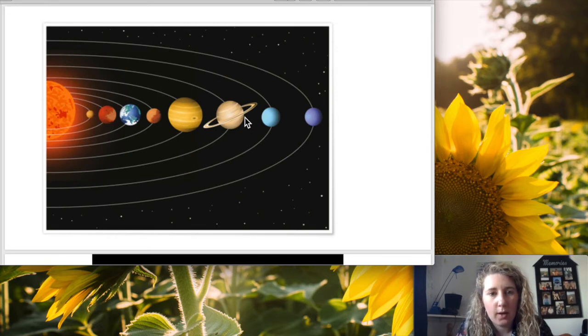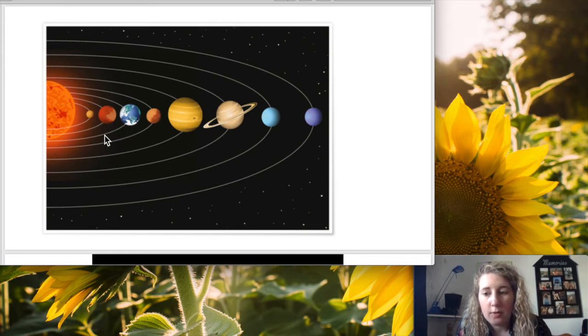Anyway, so we start here on our Earth. We are the third rock from the Sun. This is an artist's impression. It is not to scale. The planets are not this close together, and Jupiter is hundreds of times bigger than the Earth. But this is just to show you our place in the solar system here on the Earth.